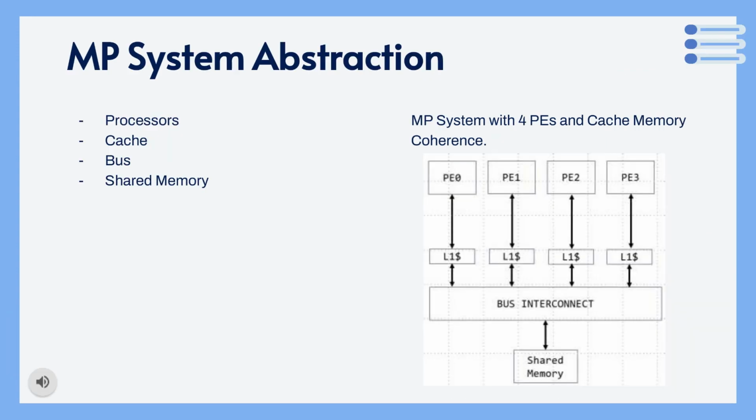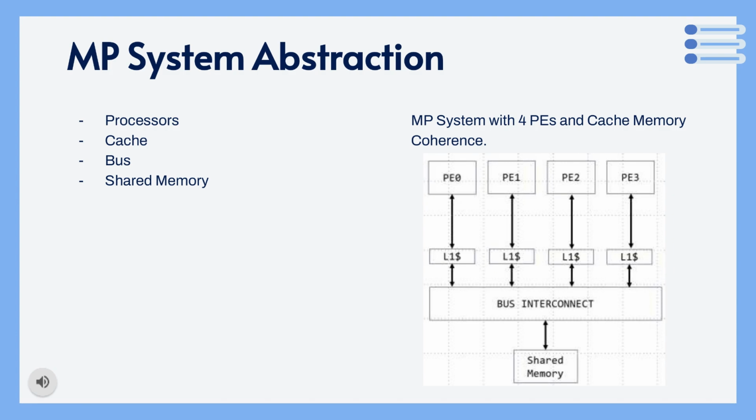This slide illustrates the multiprocessor system abstraction, focusing on four main components: processor, cache, bus, and shared memory. The diagram shows an MP system with four processing elements. Each processor is connected to its private L1 cache, which helps reduce memory access latency and improve performance by storing frequently used data locally. The caches are linked through a bus interconnect, which facilitates communication and ensures coherence between processors. This is crucial for maintaining consistency when multiple processors read and write shared data.